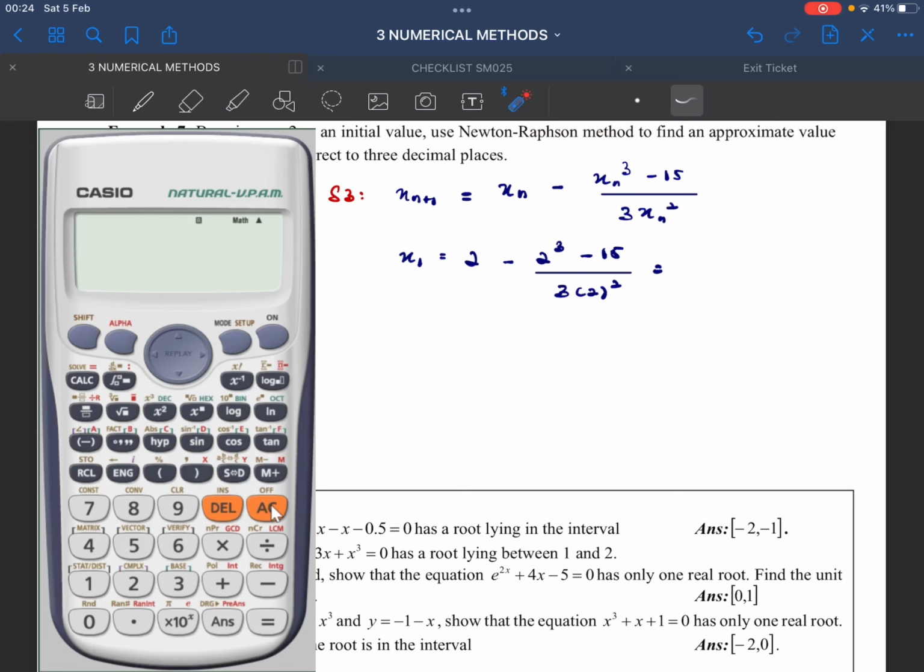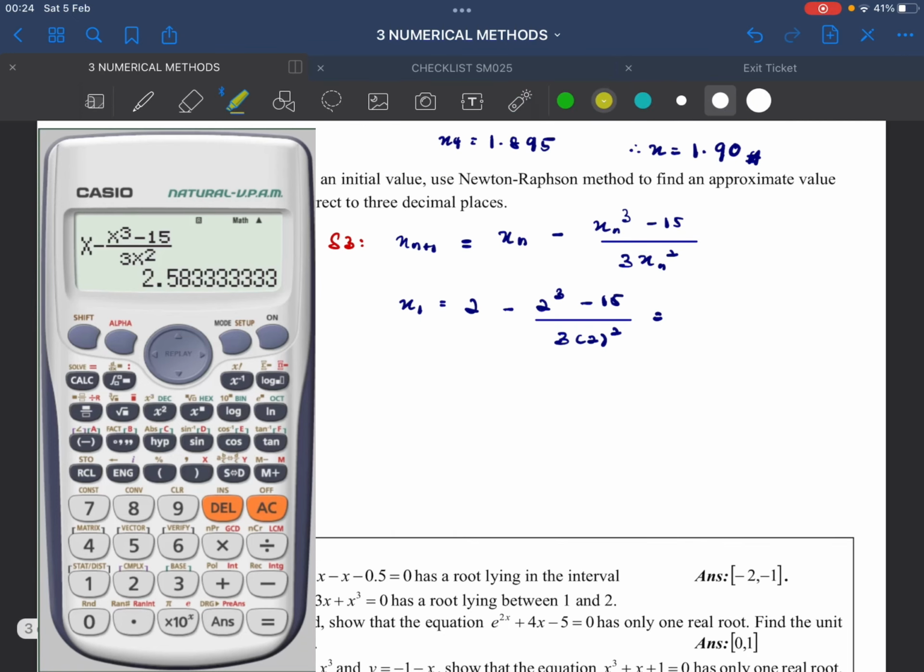Okay, so enter this formula into our calculator. Alpha x minus fraction x cube minus 15 over 3x square. Now we are going to press CALC and our initial value is 2. We press equal, and here we have 31 over 12, but we want it in decimal point. It's easier for us to see when the value is going to be the same.